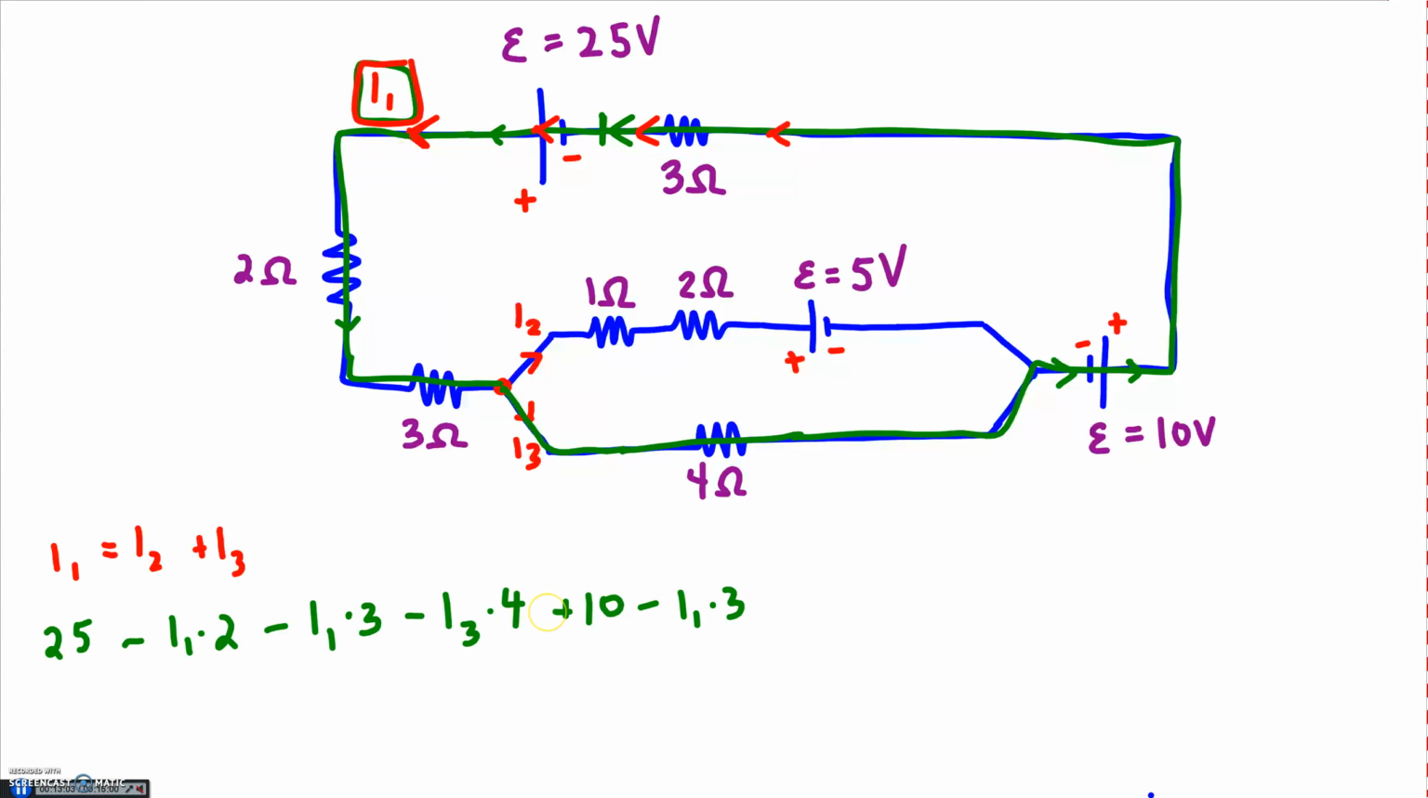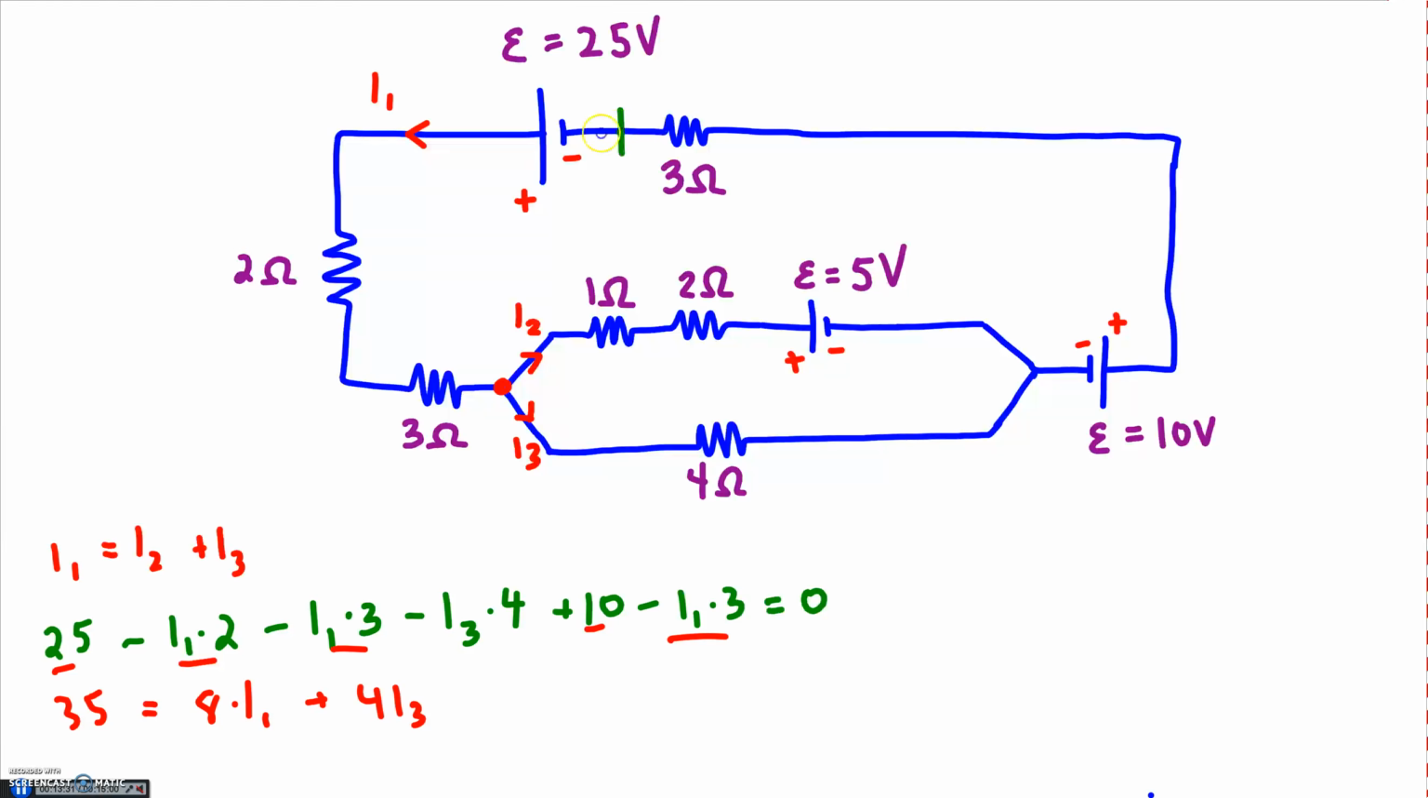If we combine like terms, you've got 25 and 10, that's 35. Oh, whoops. All of this equals 0, by the way, because I made a complete loop. If we take the I1s, you've got 2, that makes 5, another 3 makes 8. Put them on the right side, they become positive. Put the 4 I3s on the right side, they become positive. Then we're going to follow another path.